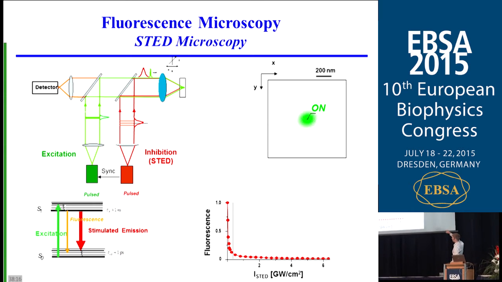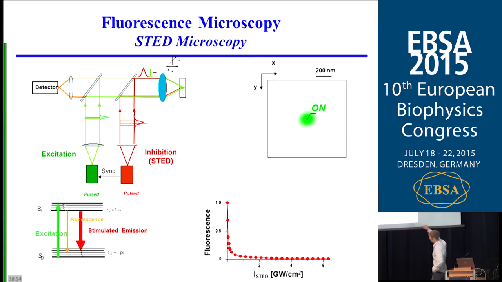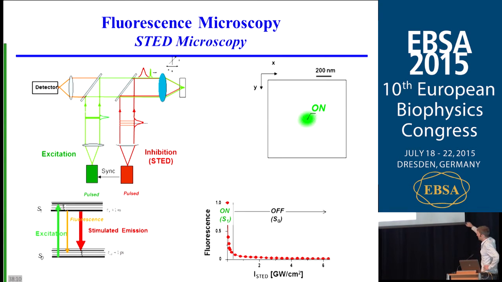So if we plot the spontaneous fluorescence that we detect over the intensity of the STED laser, what we see is that we can nicely switch on and off the fluorescence. And more importantly, we can drive this process into saturation. Now, so far so good. We have a dark microscope because we switched everything off.